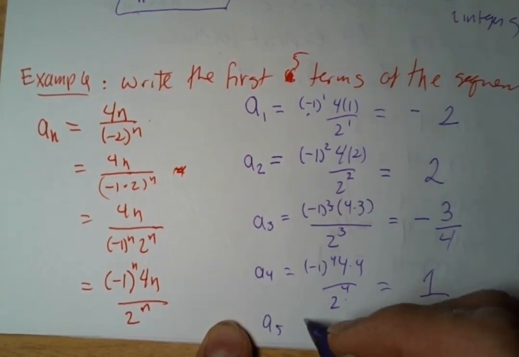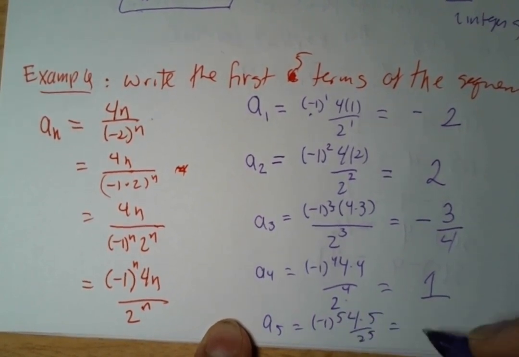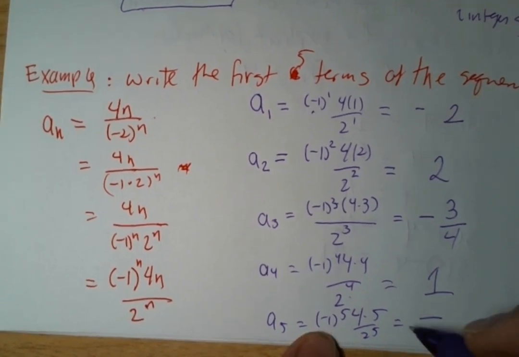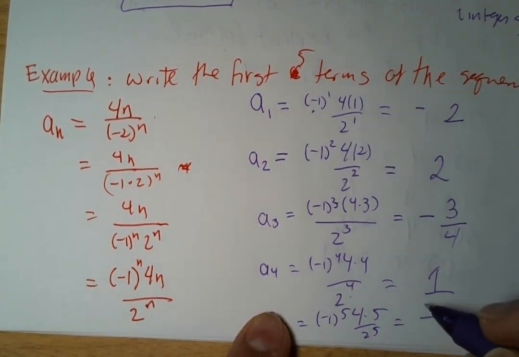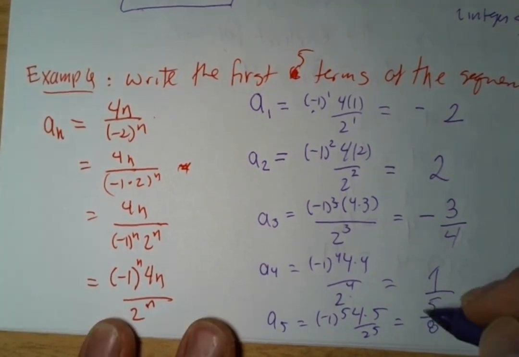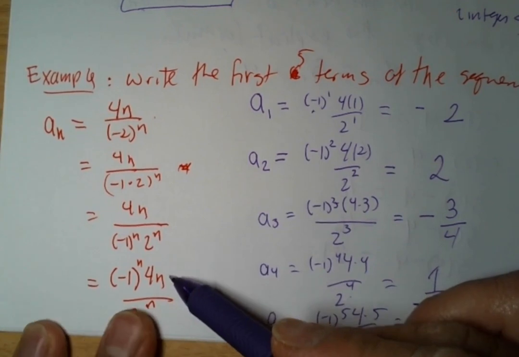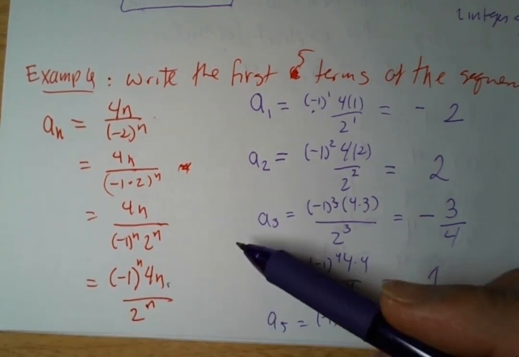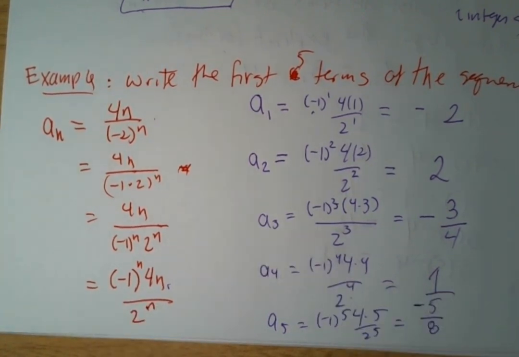And then lastly, our fifth term, negative 1 to the fifth, 4 times 5 over 2 to the fifth. So we'll have a negative value here. And then here we have 20 over 32, which reduces to 5 over 8. Okay, and that is a negative, right? Alternating. Okay, and that is how we evaluate that alternating sequence, right? Again, you don't need to write the negative 1 to the n, but it's just a nice visual representation when you can think, oh, this is alternating. I see that negative 1 to that n power.